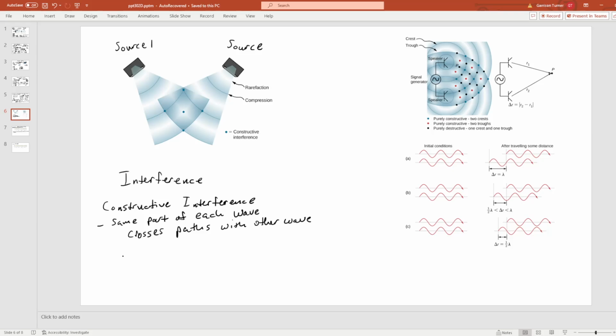Okay. So where two crests meet, you'll get constructive interference, or where two troughs meet, you'll get constructive interference. Or you will really get constructive interference where the waves meet and they are both at the exact same point in their wave cycle. Okay, that's when you will get constructive interference. What this means is for sound, this is where your sound is amplified.